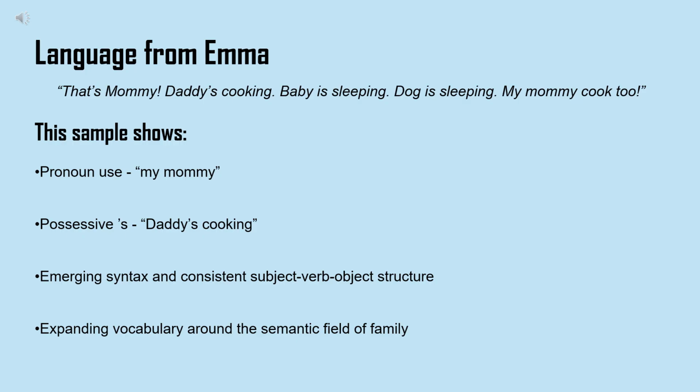Even though those are simple words, it actually does tell us a lot about Emma. We can see her using pronouns in "my mommy," showing that she understands ownership and relationships. She's using the possessive, the apostrophe S, in "daddy's cooking," and she's building consistent sentence structure: subject, verb, object. This is showing emerging syntax. Even in a few short sentences, she's showing us that she's linking who's doing what and how they're connected. It's the exact kind of association that connectionism is describing.